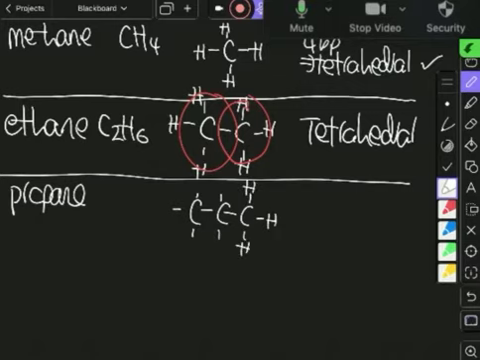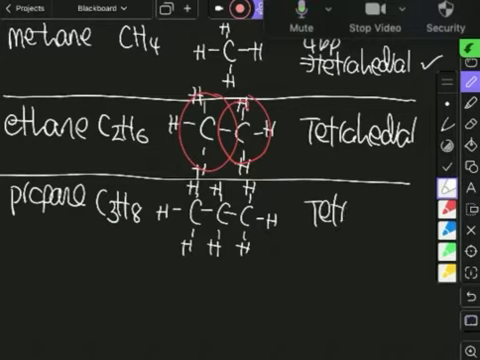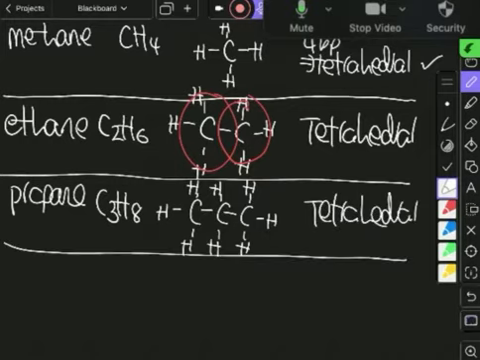So you make your carbon chain and then you fill everything with H's, so that will make this C3H8, and again it's going to be tetrahedral in geometry. So this is what our propane looks like.